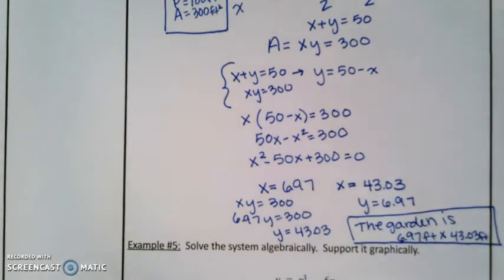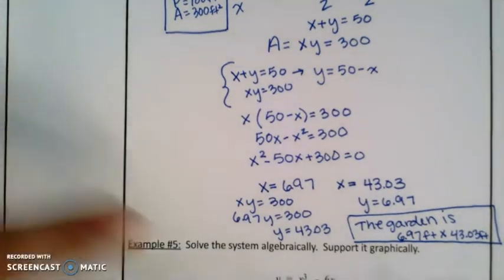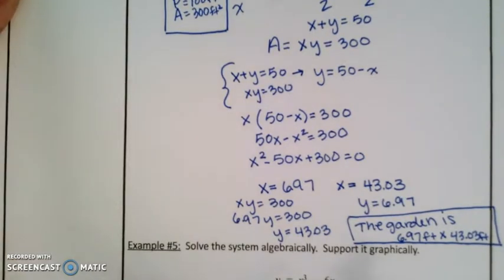Okay, realistically, if you were a landscaper and you were doing this, you would probably say that the garden is approximately 7 by 43 feet, because that 0.03 feet would not show up on a measuring tape. It would be too insignificant. However, it would give you an area of 301 feet squared instead of 300 feet. And that's why we ended up with those numbers.